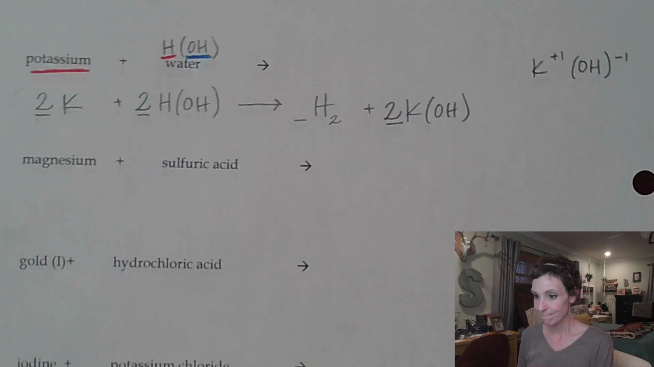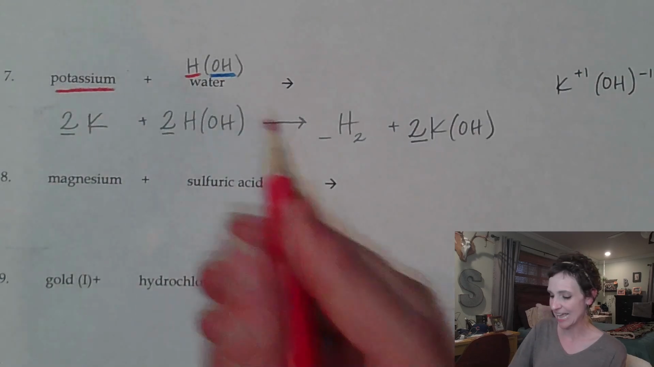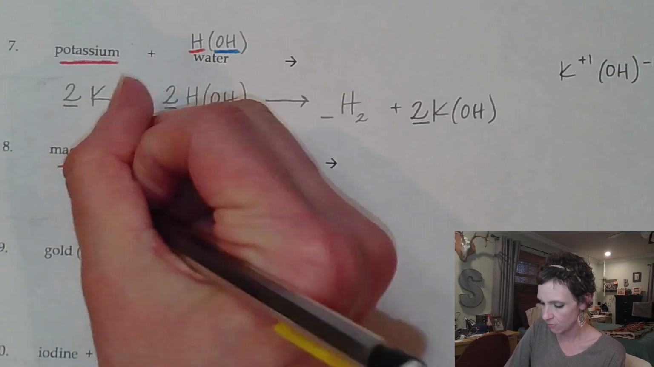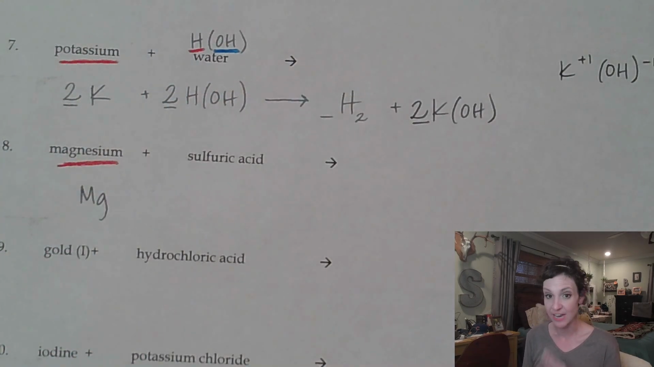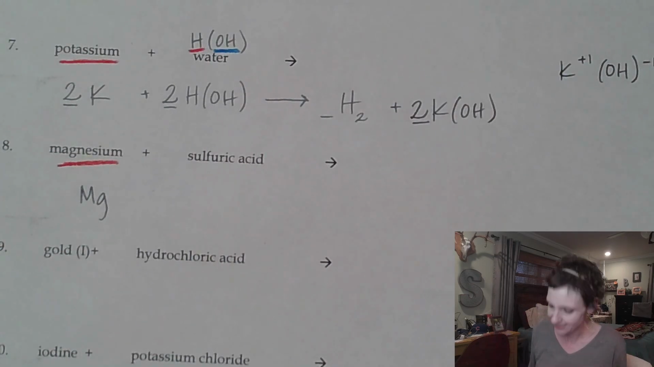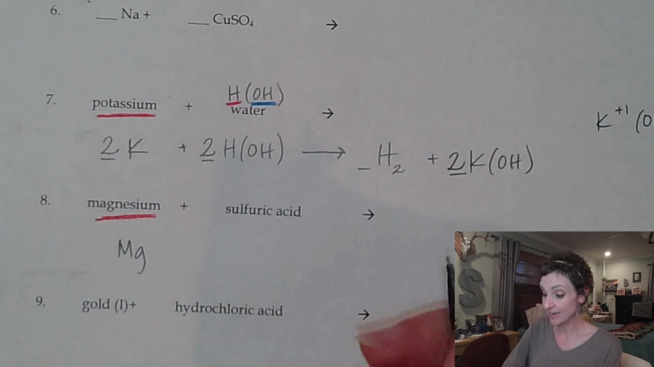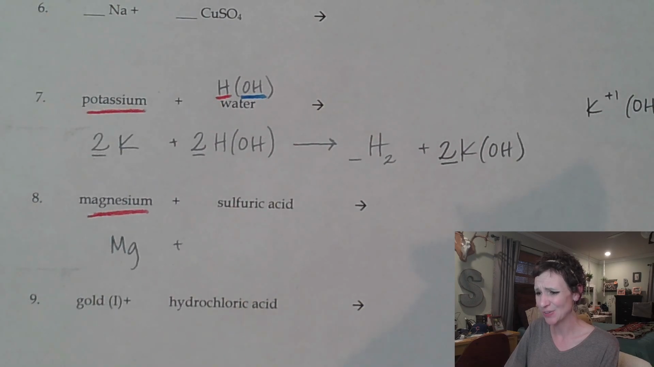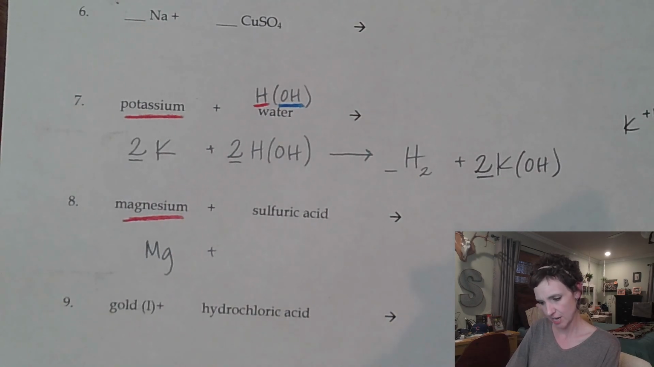This is super fun. Magnesium and sulfuric acid. So magnesium is a metal. Let's just go ahead and write what he looks like. Cool. Definitely not diatomic. Guess what, guys? Your diatomics are only nonmetals, okay? Or hydrogen. Oh, hydrogen. Sorry about that. So we got magnesium. And then sulfuric acid. Oh, man. Sulfuric acid.